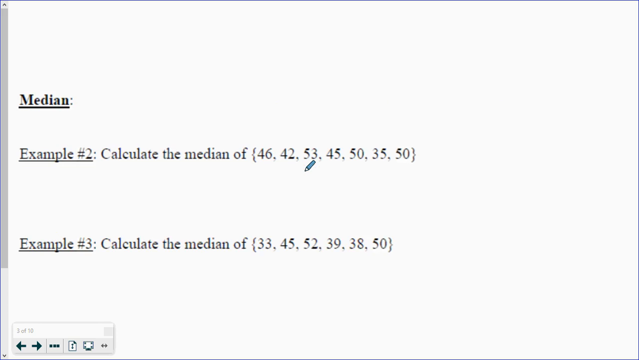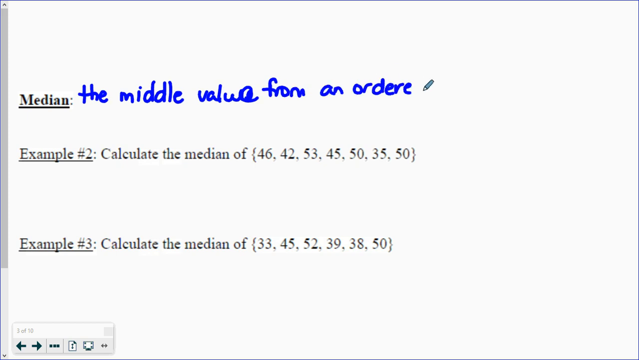The next term that we're going to use is the word median. So the median is the middle value from an ordered data set, which separates the higher half from the lower half.